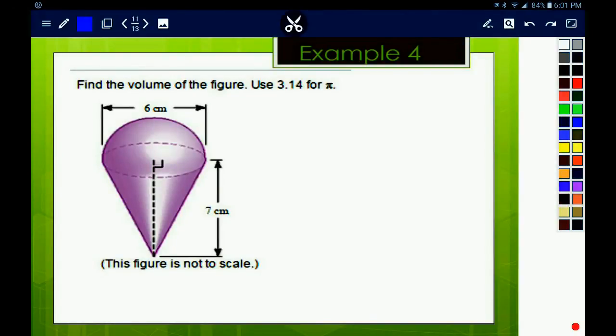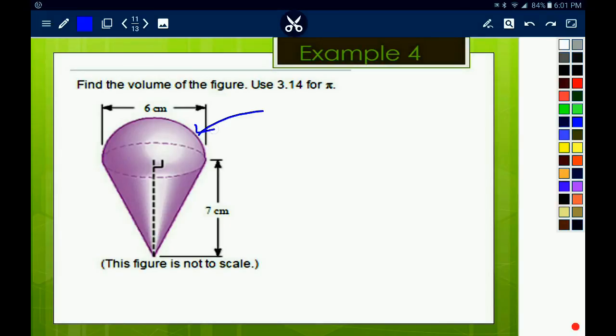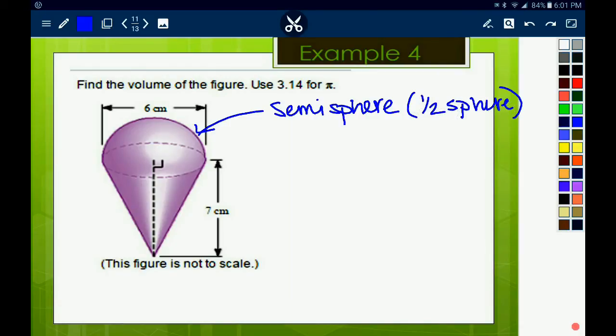So for our last example, just like in all the other days we've been studying volume, we have a composite figure. So two figures put together. It says find the volume of the figure, use 3.14 for pi. Now if you notice, first we should probably pick out what the two shapes are. This isn't just a sphere. This is a semisphere. Okay, a semisphere is just half of a sphere. So what that means is we're going to have to take half of what we find as the volume of the sphere.